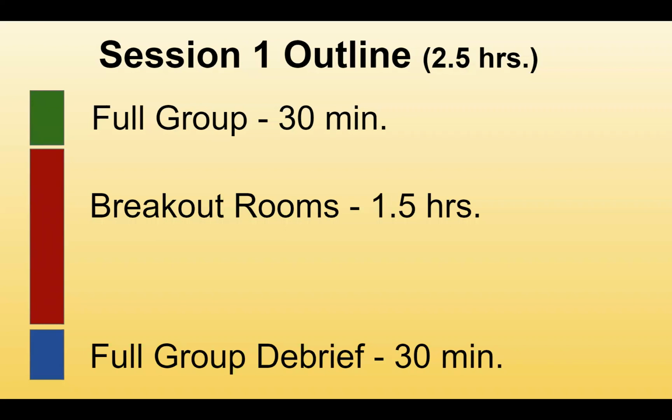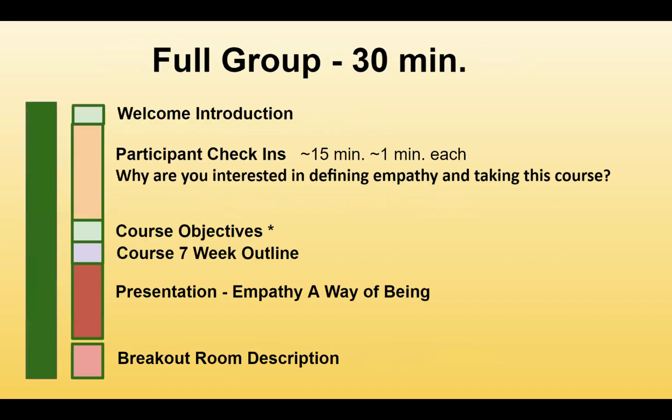Okay, let's get started with the basic outline for session 1. There are 3 main sections, and we start with the full group coming together for about 30 minutes. We do some breakout rooms for about an hour and a half, small group discussions, and then we come back together again for the debrief, and that's about 30 minutes. So those are the 3 sections. I'm going to go into more depth in each of those sections.